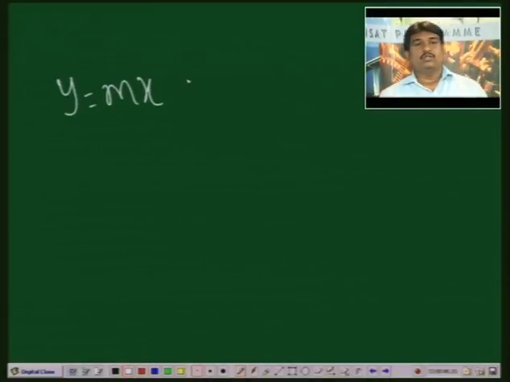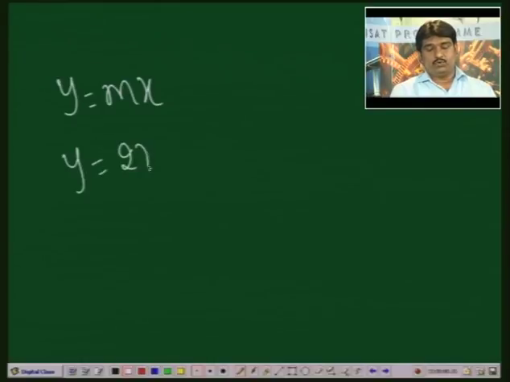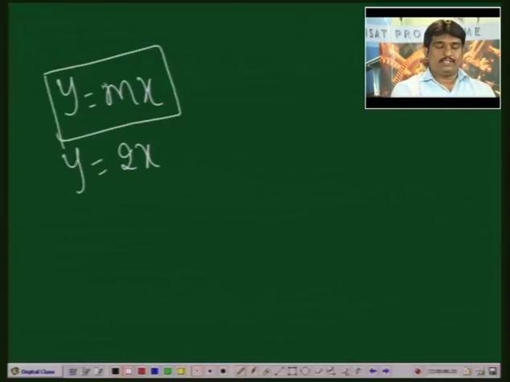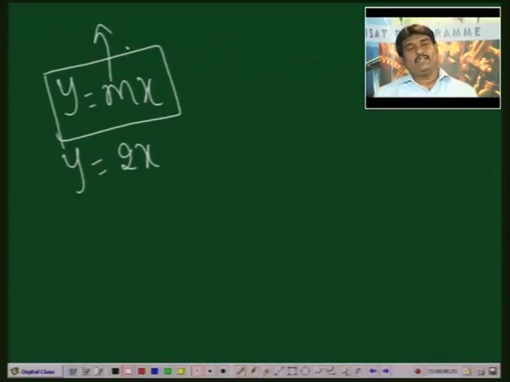I'll start with formation. For example, I'll talk about family of curves. As you are familiar with this, y equals mx. What does it represent? y equals mx represents a family of straight lines. Of course, if I say y equals 2x, it is one line with slope m equals 2 passing through the origin. If I say y equals mx, here m is a parameter. By varying m, I will get different members of the family. I will get different lines with slope m.